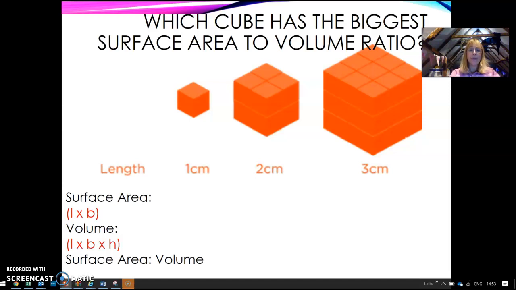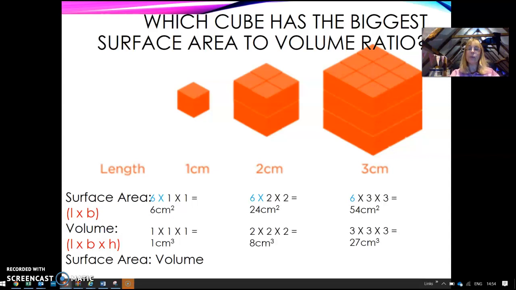Okay, so hopefully we can remember the equation. So the key thing is it's 6 times 1 times 1. And don't forget the units, centimeters squared for area. Okay, the next one, volume is length times breadth times height. So it's 1 centimeter cubed, 8 centimeters cubed, and 27 centimeters cubed.